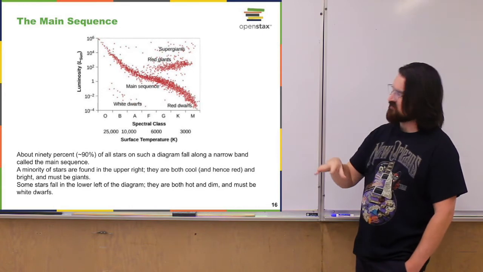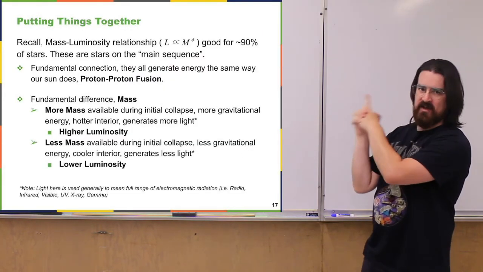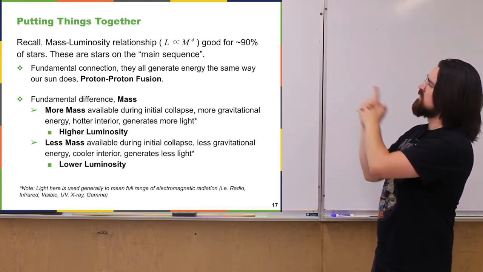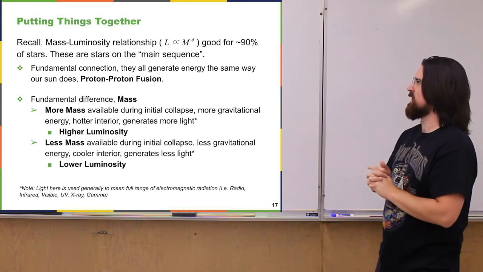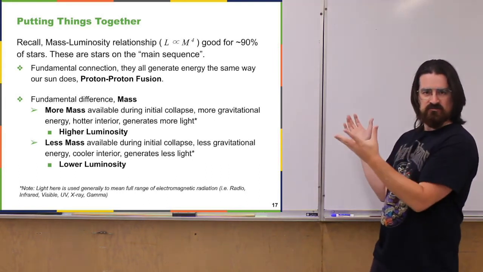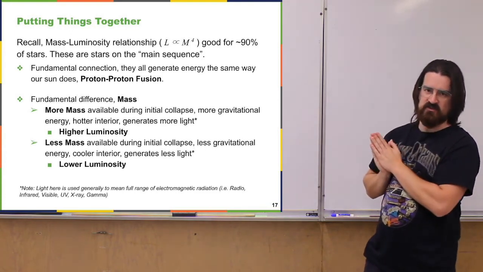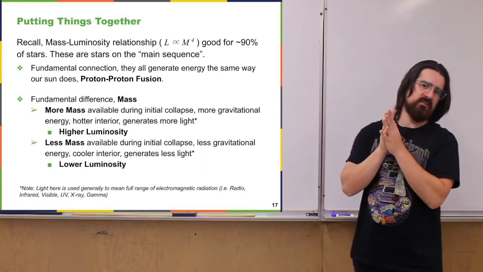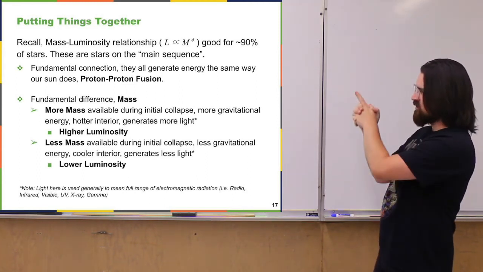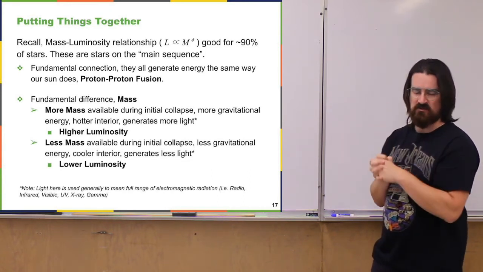And they're very hot, but they're still rather dim. If you recall from earlier, when we were talking about the mass to luminosity relationship, that it goes as the fourth power of mass, that was good for about 90% of stars. And also, I was telling you that of the stars we see, about 90% of them lie on the main sequence. These two groupings are one and the same thing. The stars that follow that mass to luminosity relationship are main sequence stars.